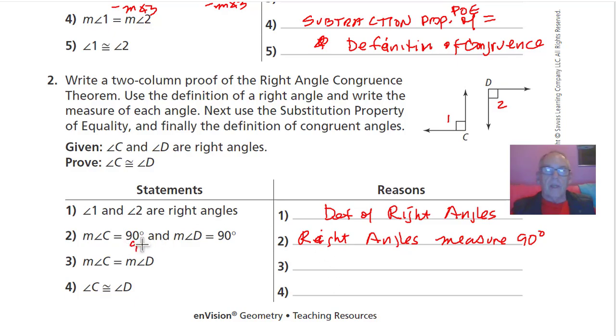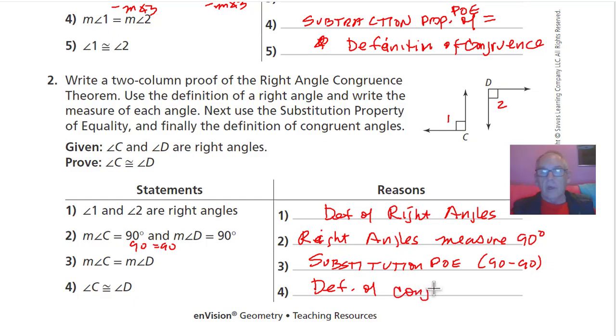Now we've got 90 is equal to 90, which leaves, substitution-wise, C in for the left 90, D in for the right 90, leaves measure of C equal to D. So this is going to be substitution property of equality, POE, and we could, as a reference, say 90 is equal to 90. And since these two are equal to each other in measure, then they're going to be congruent to each other. So this is going to be definition of congruent. If two angles have equal measures, then they're congruent.